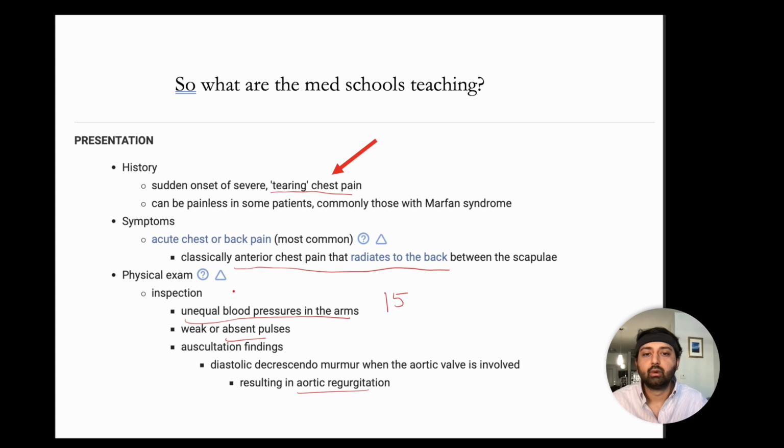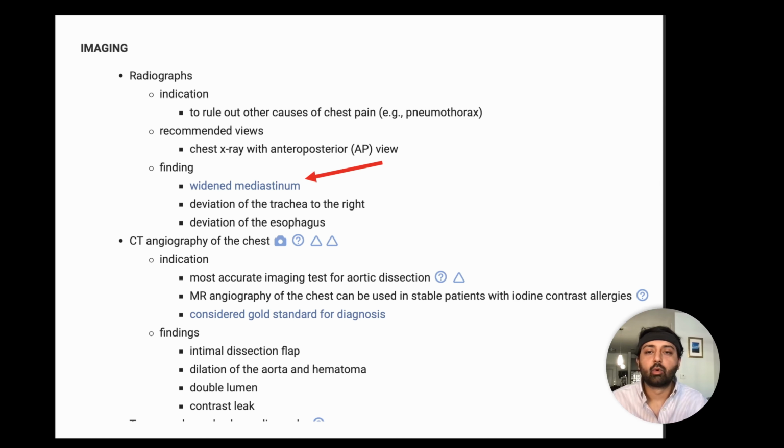So basically what we're going to learn by the end of this video is that almost none of this will help you make the diagnosis because it's just not sensitive enough. This might be very specific. Like if you have all these things, you probably have aortic dissection, but this video is more about what to do when these signs are missing. And the long story short is you can't afford to miss this.